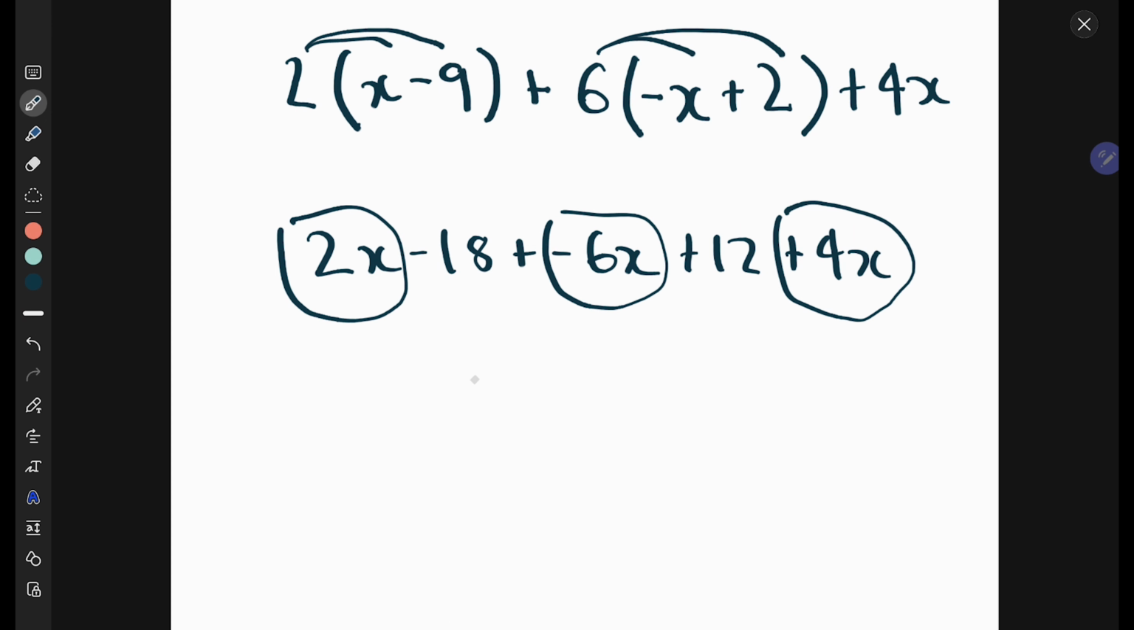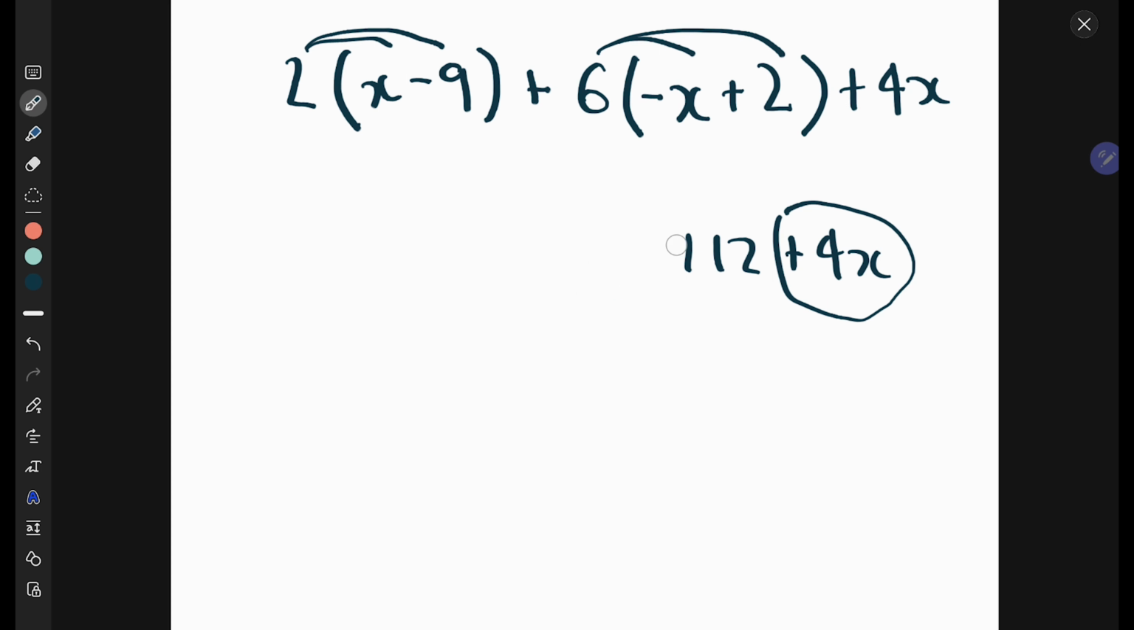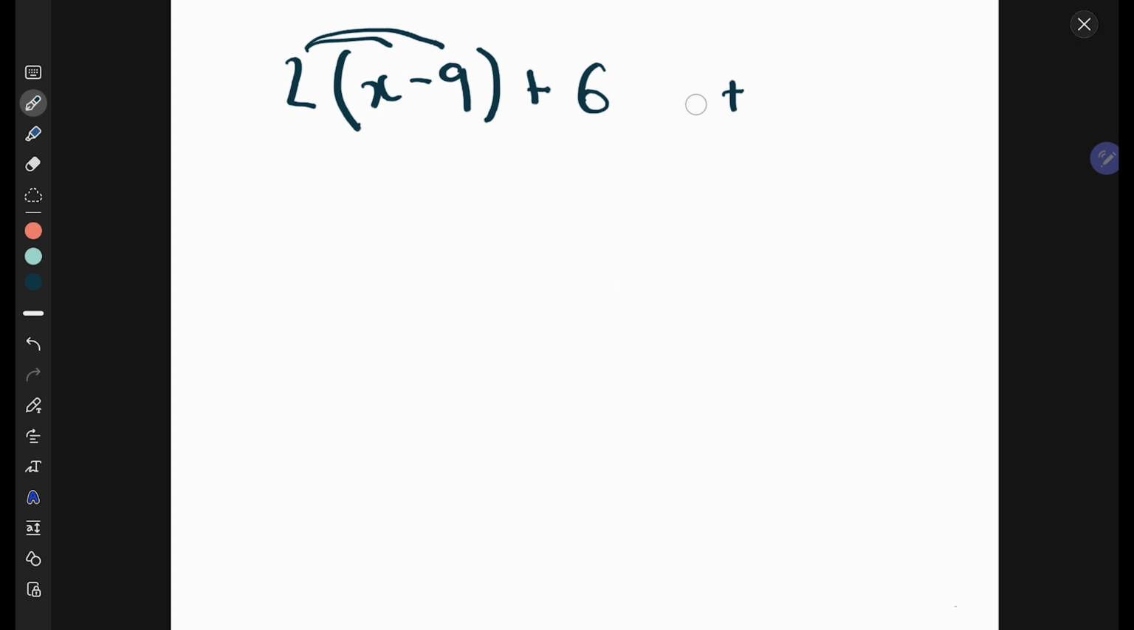So then we move on to this, minus 18 plus 12. Well, that's simply just minus 6. So yeah, that's the answer for this, minus 6. Okay, let's do another one. This one I promise is going to be easier.